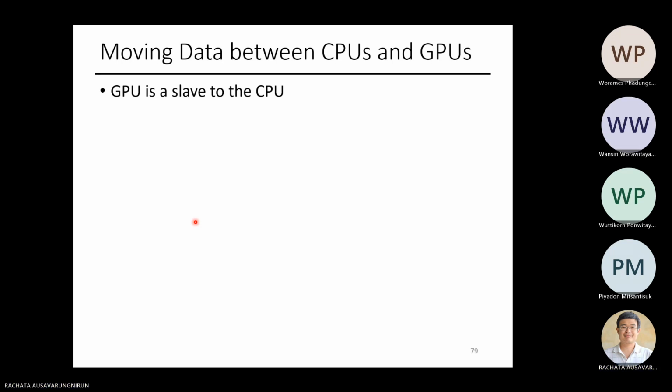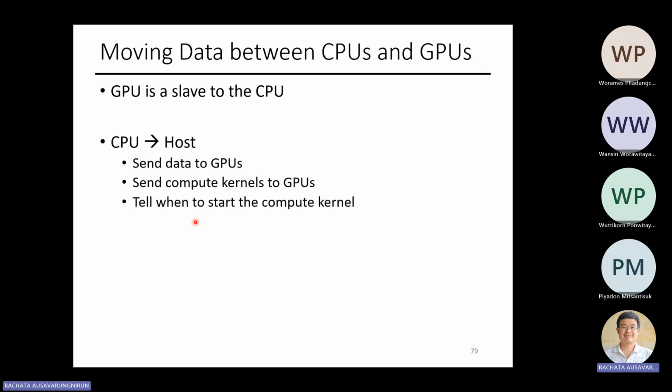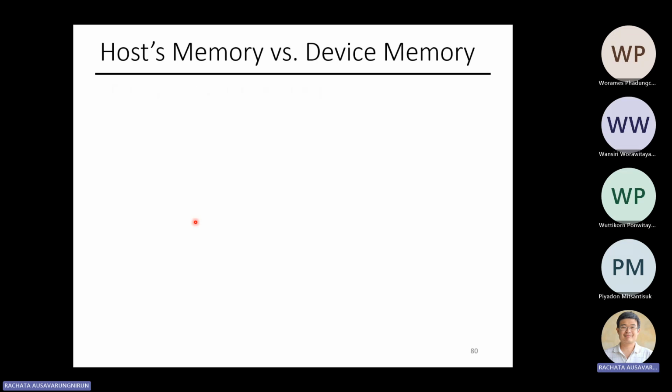With the GPU, you mount the GPU. When you install the GPU on your computer, it's put in the desktop as a slave to the CPU. Think about it: the CPU becomes the host. It sends data to the GPU, it sends the compute kernel, and it tells it when to run. The GPU just listens to that, takes the command, and executes the code, right?